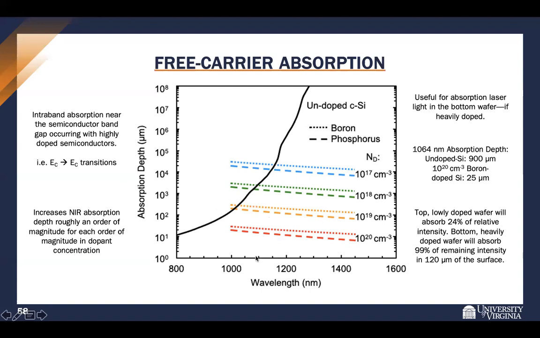So for example, at 1064 nanometers, the absorption depth in undoped silicon is roughly 900 microns. But if you look down to 10 to the 20 doped, boron doped silicon, the absorption depth is 25 microns. So you absorb that light much more close to the surface. If you factor in the relative absorption, if your top wafer is 280 microns thick, you'll absorb 24% of the relative intensity in the top wafer, whereas the bottom wafer, which is heavily doped, will absorb 99% of the remaining light intensity in the first 120 microns from its surface. So the absorption is much stronger with the heavily doped wafer.